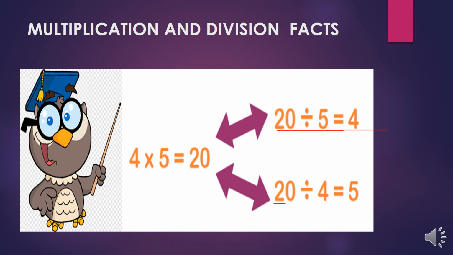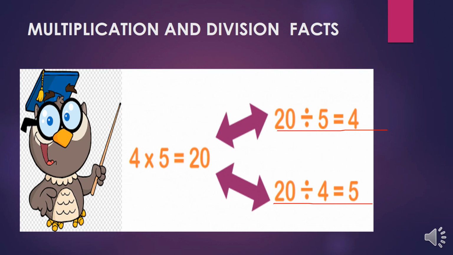And the second equation is 20 when you are dividing into 4 equal groups. So 20 divided by 4, which is equal to 5 in each group. So this is how you can make two division sentences from this one multiplication equation. This is how you will make a family of division and multiplication facts. You can call them a family of multiplication and division facts.